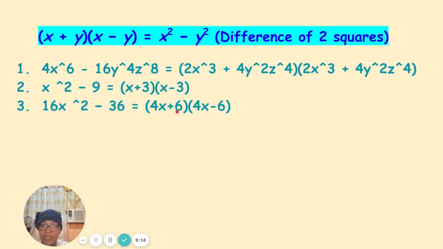Sabi ko nga, it will be helpful if you memorize the perfect squares from 1 to 11. So, if you memorize that, 1 times 1 is 1, 2 times 2 is 4, 3 times 3 is 9, 4 times 4 is 16, 5 times 5 is 25, 6 times 6 is 36, 7 times 7 is 49, 8 times 8 is 64, 9 times 9 is 81, 10 times 10 is 100, and 11 times 11 is 121. You can answer this perfectly.